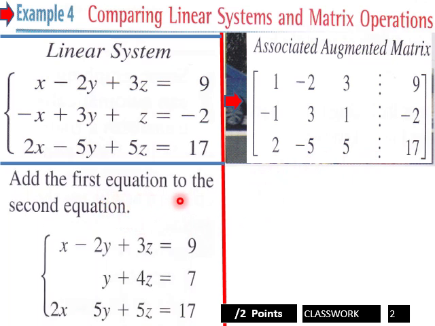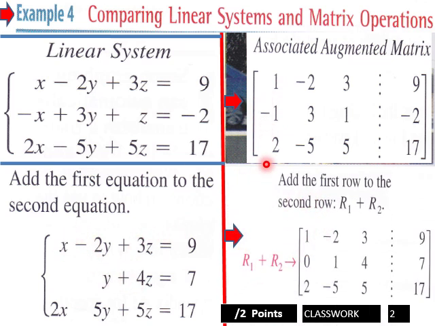So add the first equation to the second equation. Our first operation here would be to add our first to our second. When we do that, these go away, so we end up with y plus 4z. When we add these together, we have y plus 4z equals 7. We add the first row to the second row, r1 plus r2.